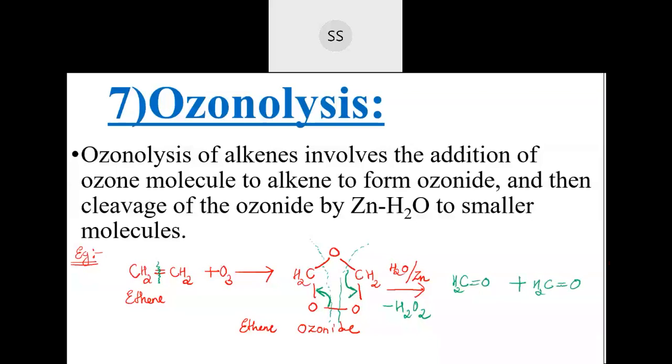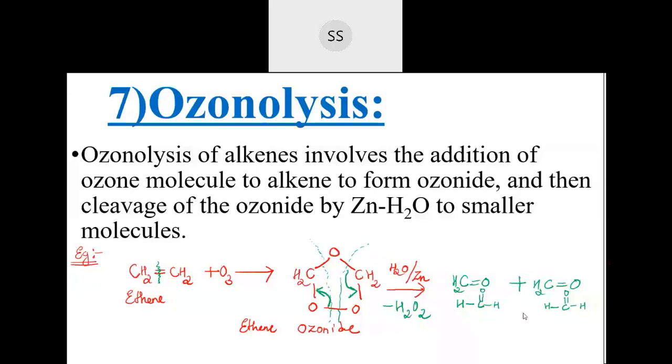If you have to see the open structure, it will be like this, C double bond. Okay, one side hydrogen, other side hydrogen. Again, this also is same, no? C double bond oxygen and the other side hydrogen. Okay, so this compound is aldehyde and that's a formaldehyde. One carbon commonly called as formaldehyde, or you can call them as methanal. That's the IUPAC name, methanal. Two molecules of methanal is formed because the alkene what we have taken is symmetrical. Okay, so this is how the reaction proceeds.